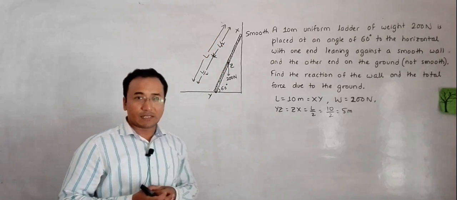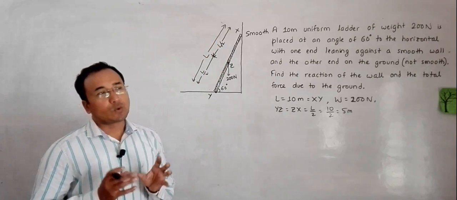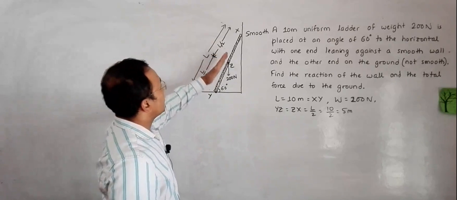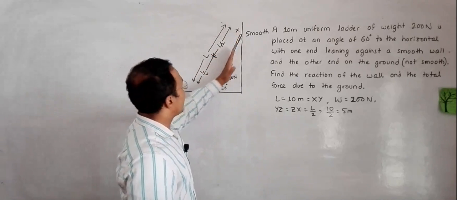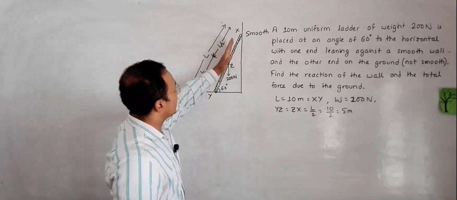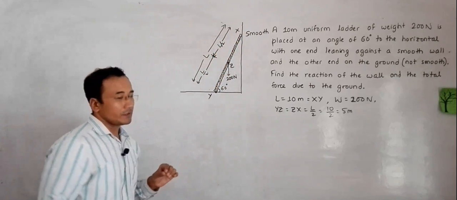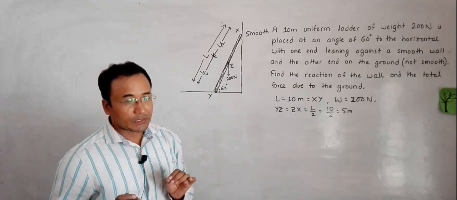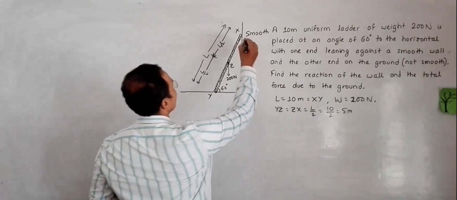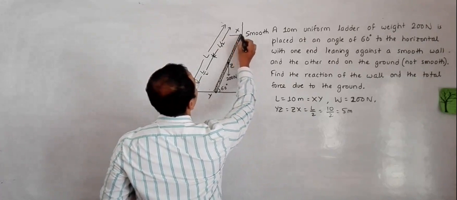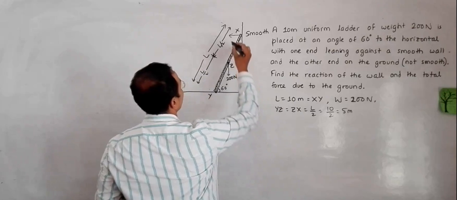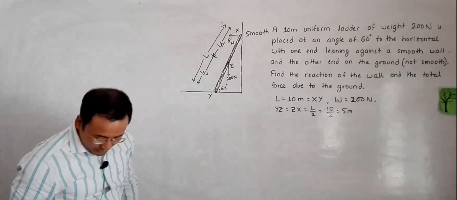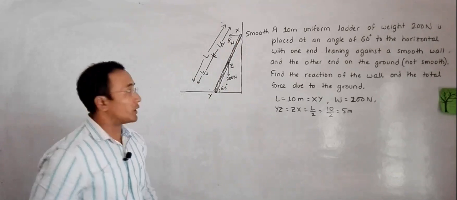Let's first realize that since the wall is smooth, it will not have any frictional force. So whether we are raising the ladder like this, or whether the ladder is slipping like this, the wall will not exert any frictional force. That means it is just the reaction force that exerts. So let us name it as R. This is the reaction force given by the wall, so I name it as RW.